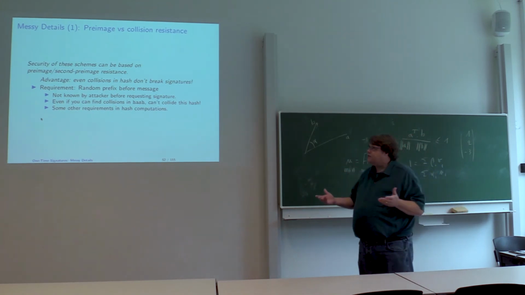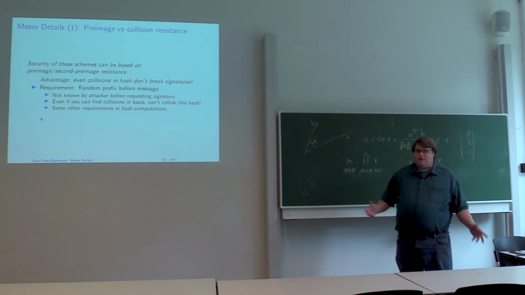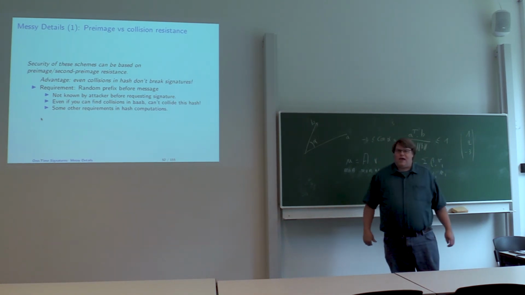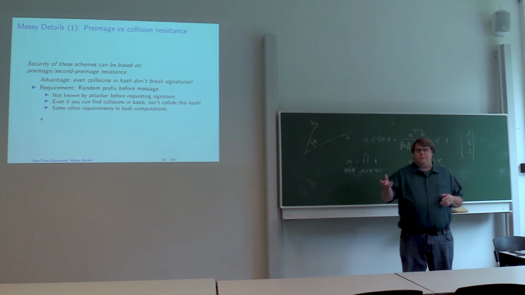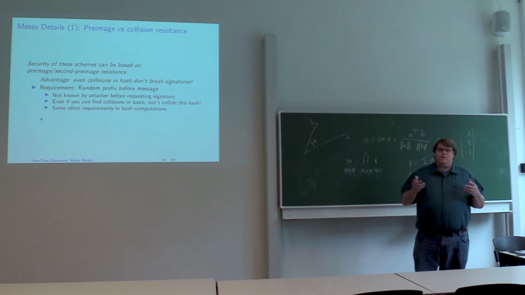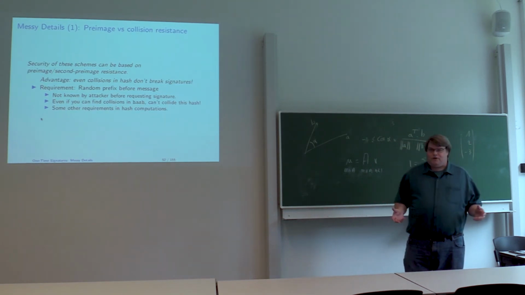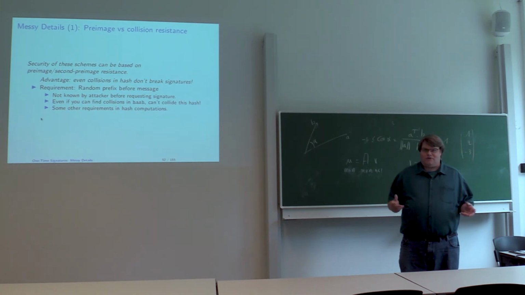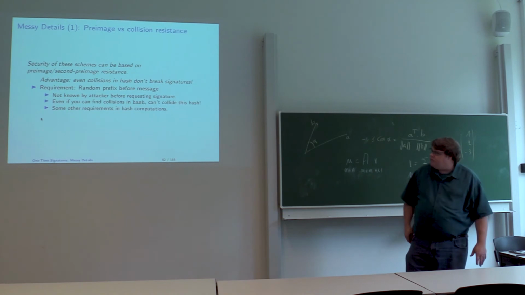XMSS does this. The idea is that now, even if you can find collisions in the hash function, you can't do anything with them. If you're an attacker and not the signer, so let's say you're submitting things to me to sign, even if you have an algorithm to find collisions on the hash function, if I stick a random prefix before the message before I hash it, then almost certainly that just breaks your collision algorithm.